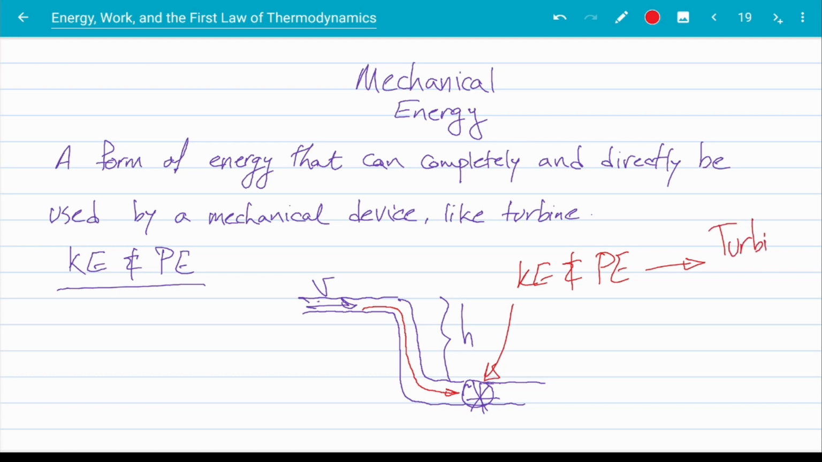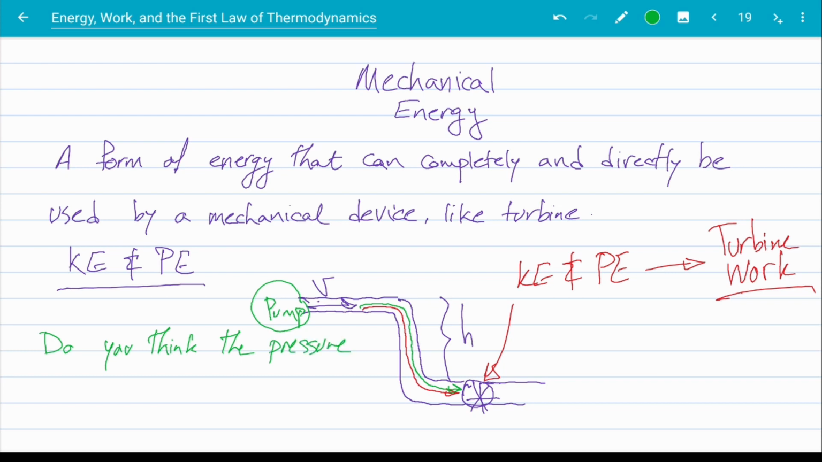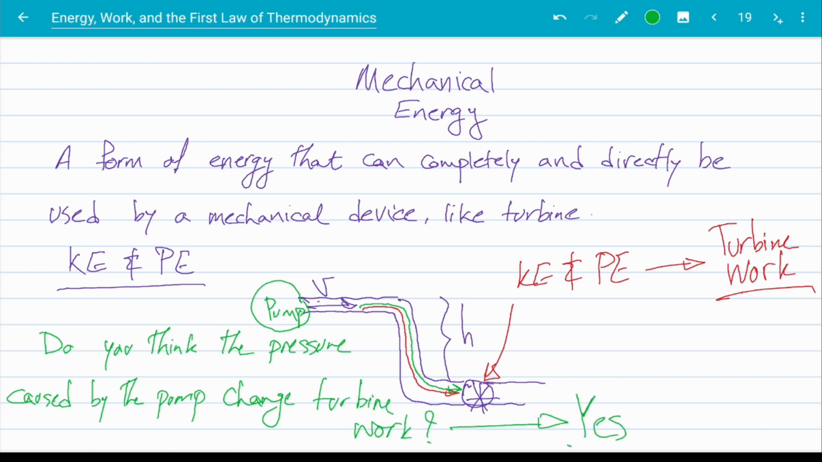Now, let's put a pump upstream of the flow, like here. Do you think that the now pressurized flow has more energy? Does it cause the turbine to generate more work? Well, the answer to those questions is yes, based on our experience. We know that the pressurized flow usually has more force behind it, generates more work. But can we show it with equations?